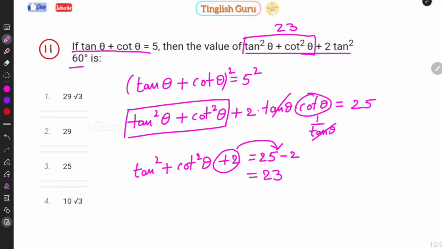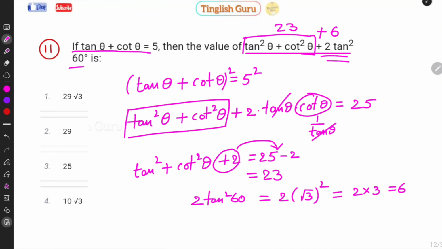What do we have to find? 2 tan square 60. What is tan 60? Tan 60 is root 3, and tan square 60 means squaring, so here we will get 2 into 3, that is equal to 6. So, the 2 tan square 60 value is 6. Adding both, we will get 29. So, option 2 is our answer.